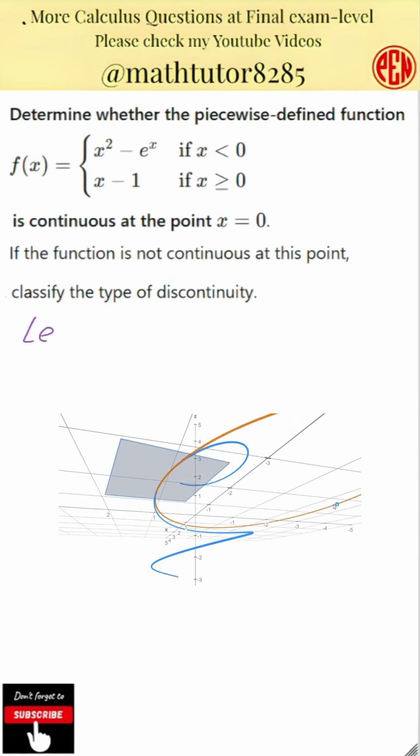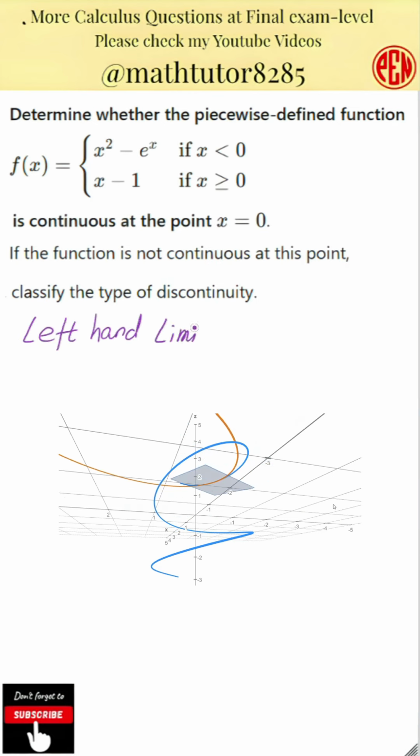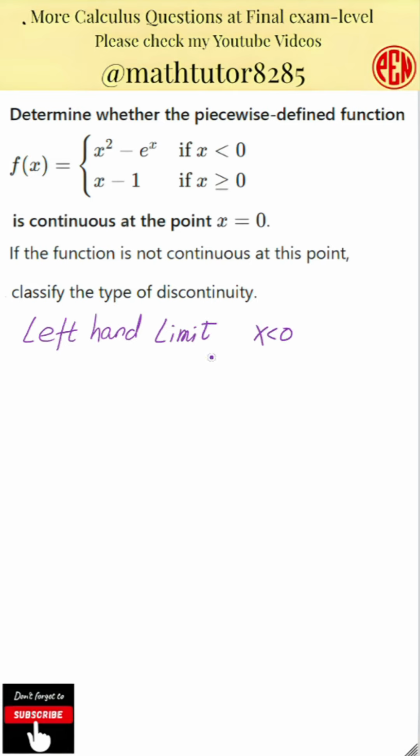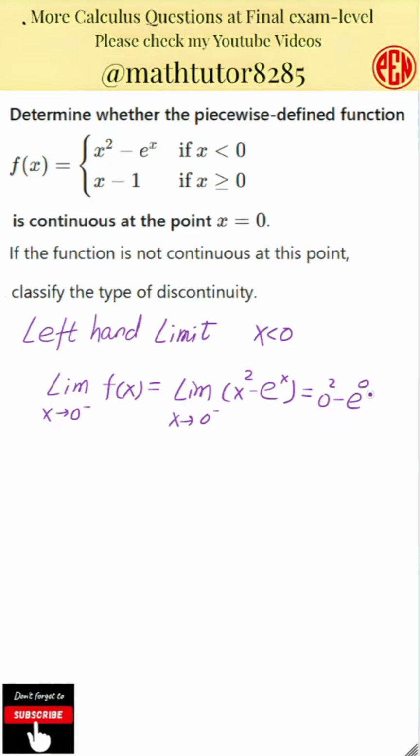First step is to evaluate the left-hand limit as x approaches 0 from the left. Since we're approaching from values less than 0, we use the first part of the function, x squared minus e to the x. As x approaches 0 from the left, x squared approaches 0, and e to the x approaches 1. So, the entire expression approaches 0 minus 1, which equals -1.